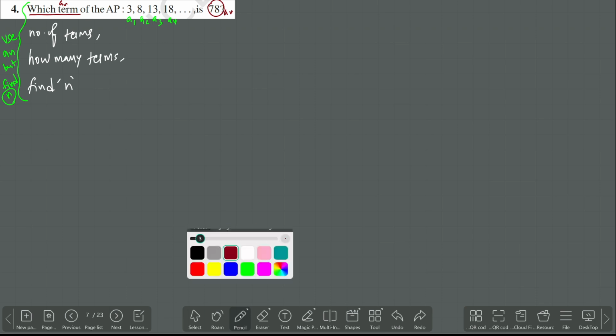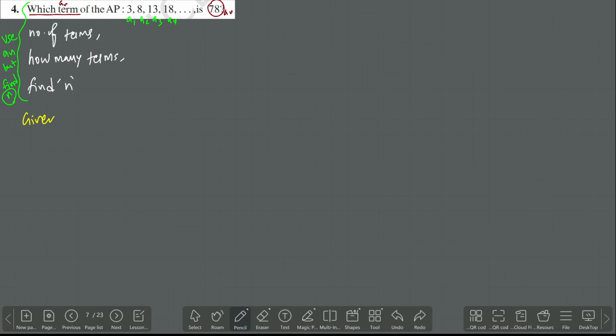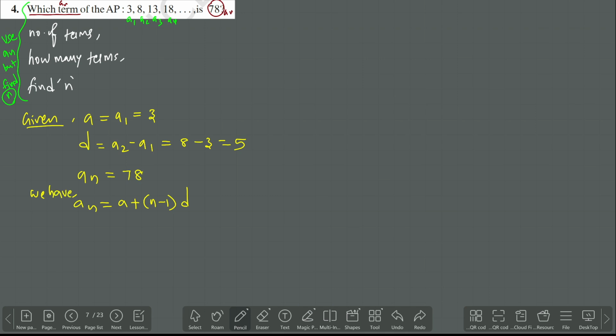Right. Now what all is given, that we can go. What is the a value, children? A in the sense a1. What is a1? 3. What is d? a2 minus a1, a2 value 8 minus 3 equal to 5. an what they have given? 78. an I know equals a plus n minus 1 into d. I told you, which term in the sense we should use this formula. an is given 78 equal to a value 3, n value we don't know, because that is what we have to find.